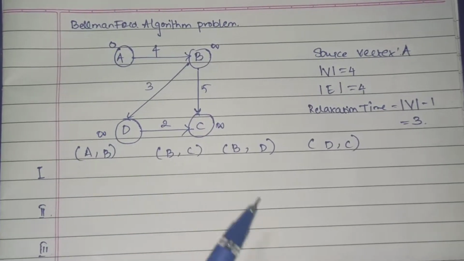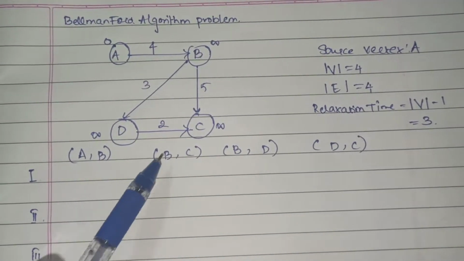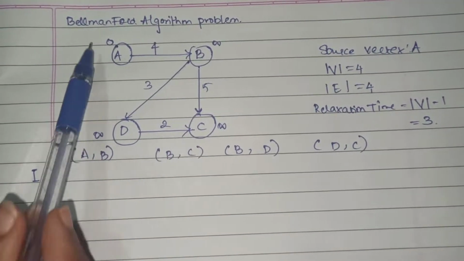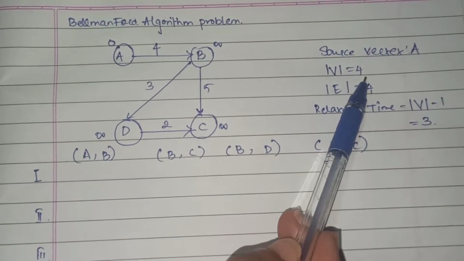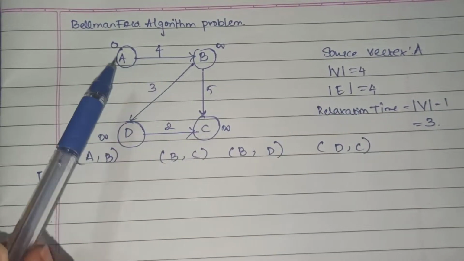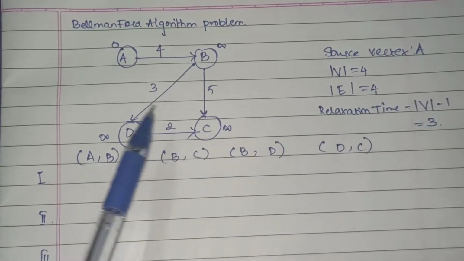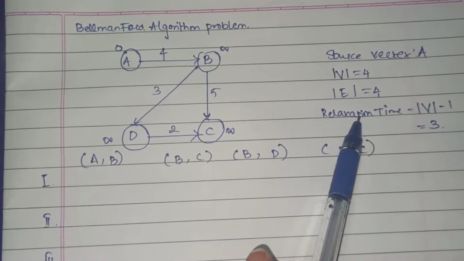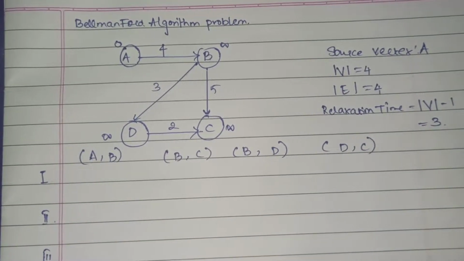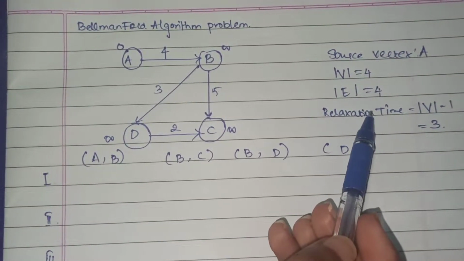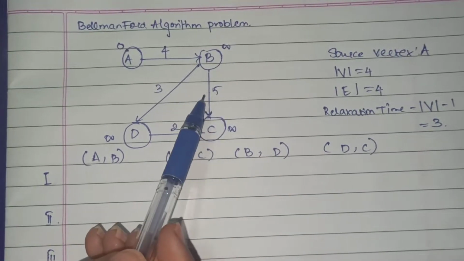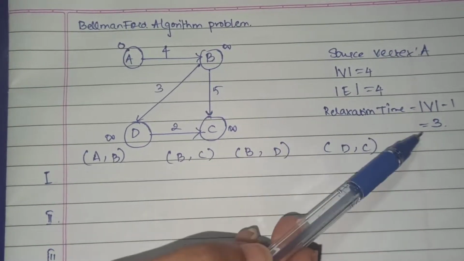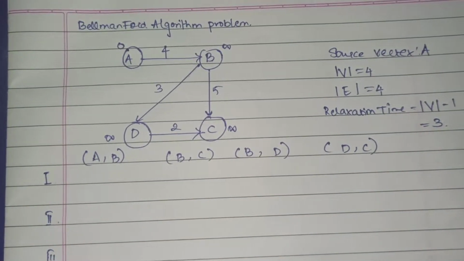to D. So in this graph there are 4 vertices, as you can see, A, B, C, D. So number of vertices is equal to 4 and number of edges is equal to again 4. Then we'll calculate the relaxation time, that is how many times you have to do the iterations. So relaxation time is equal to number of vertices minus 1. So here it will be 3. So you have to carry out the iterations for 3 times.